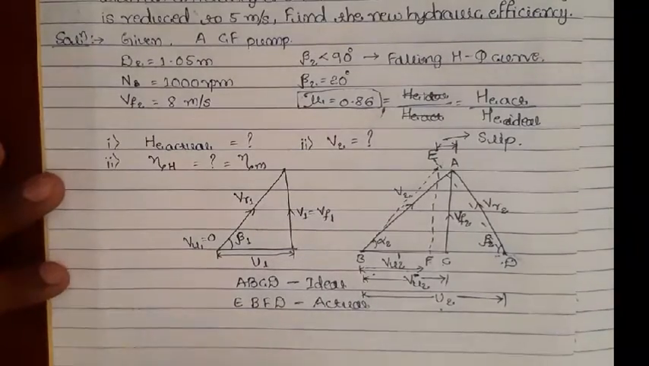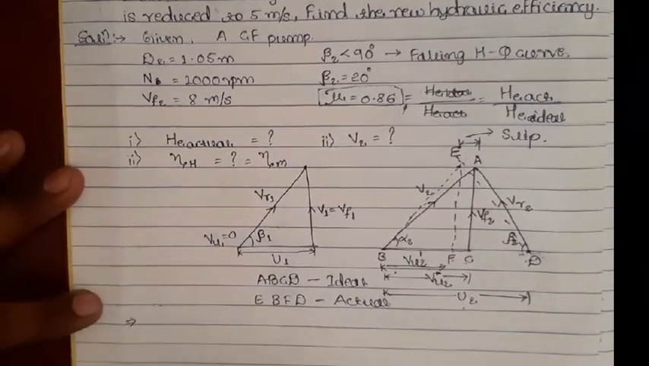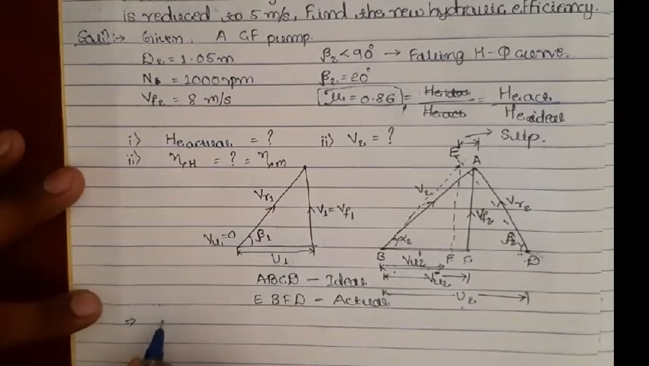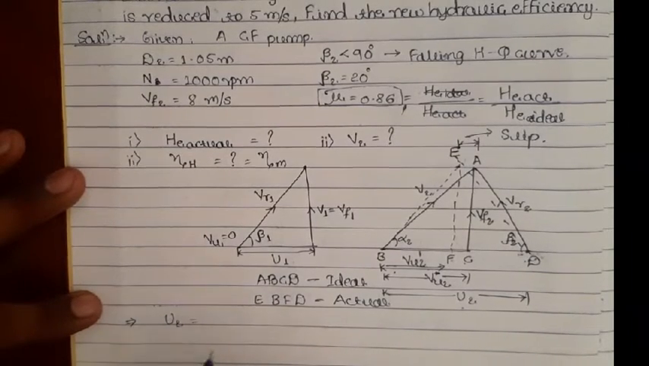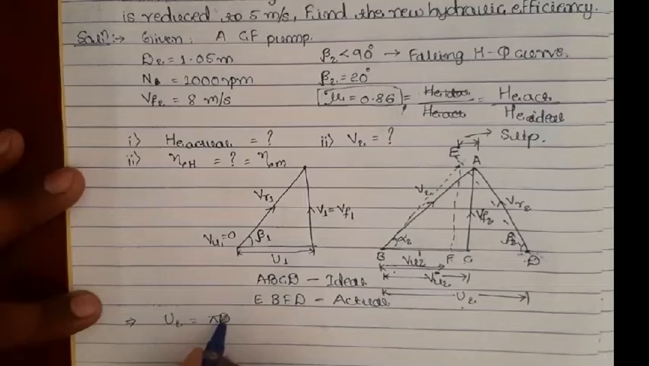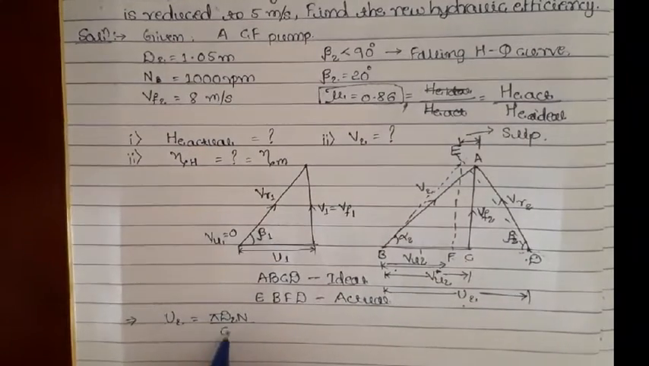Now let us see what else we can calculate. Since D and N are given, we can directly calculate U. So at the outlet, the blade speed U2 is equal to pi into D2 N divided by 60.